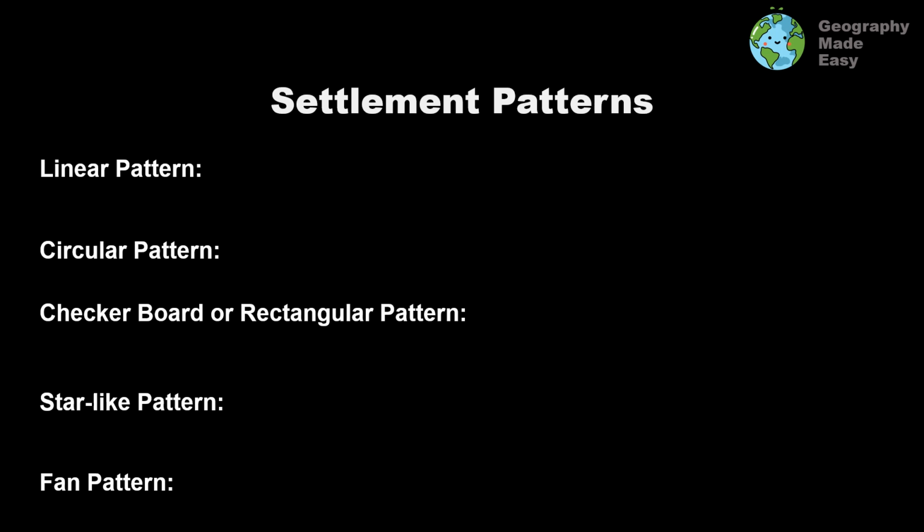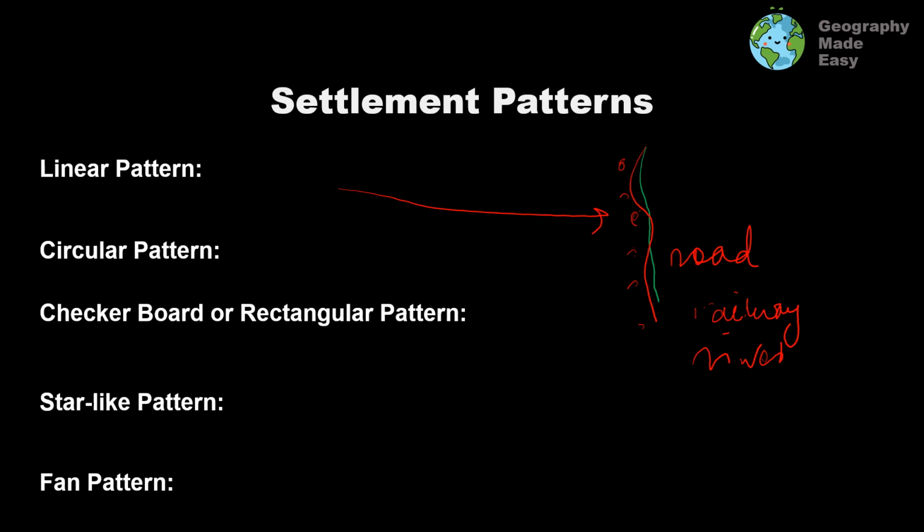So we have the different kinds of settlement patterns. The first pattern is the linear pattern, usually following either a road or a railway line or a river, where the settlements form along this linear structure. So we have the linear pattern. The circular pattern develops around an oasis or water body. Sometimes settlement can grow around this water body, and we have a circular pattern.